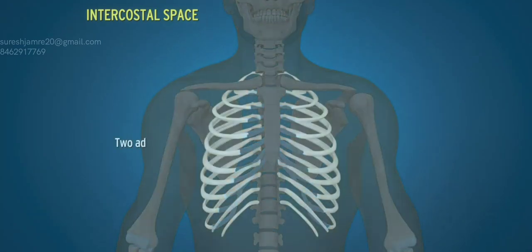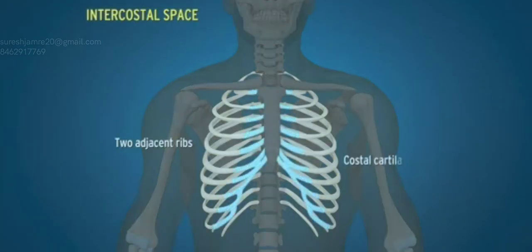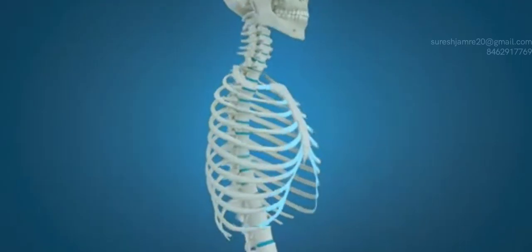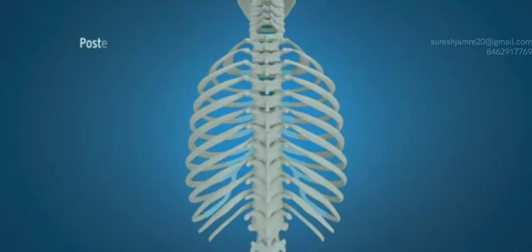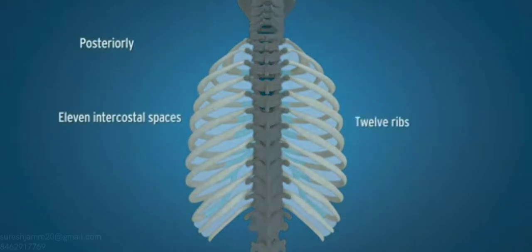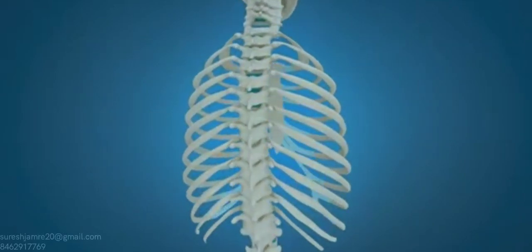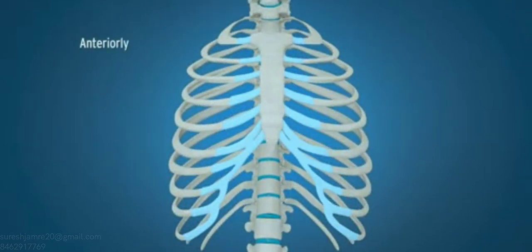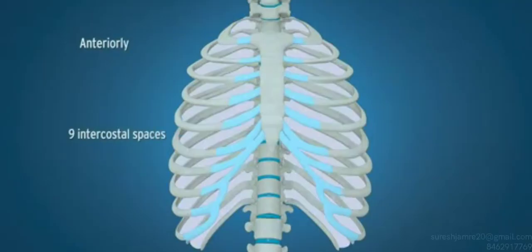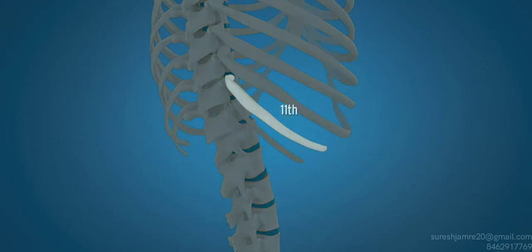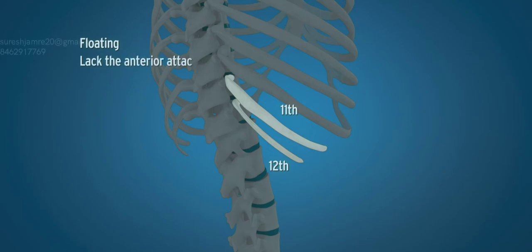The gap between two adjacent ribs and their costal cartilages is called the intercostal space. Posteriorly, there are 11 intercostal spaces between the 12 ribs on either side. Anteriorly, there are only 9 intercostal spaces, as the 11th and 12th ribs are floating in nature and lack the anterior attachment.